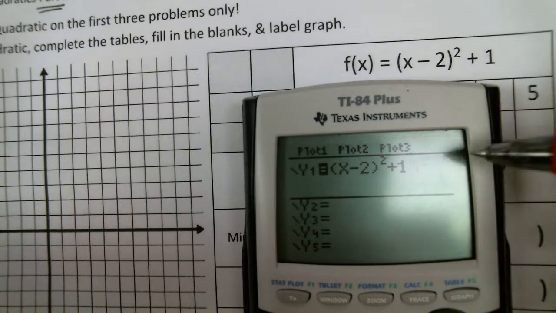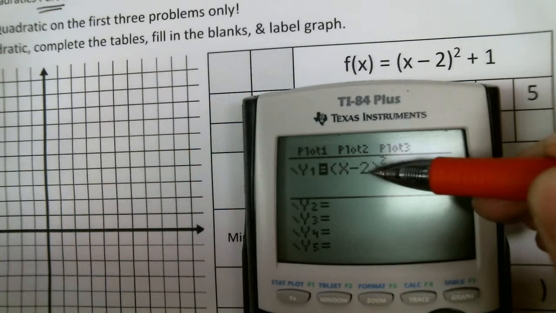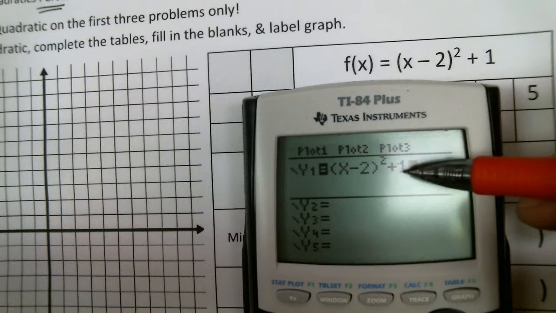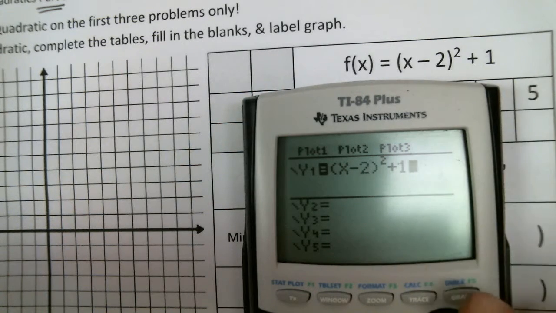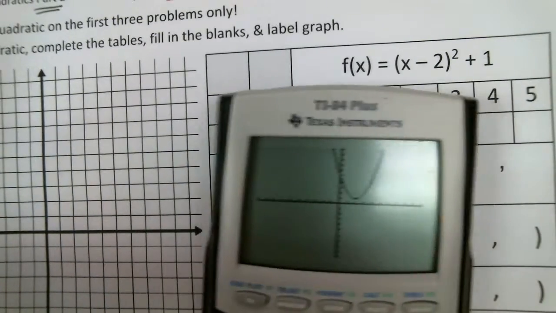Now, we should know what this plus 1 does. This is my k value. This is my h, this is my k. And I know from last class that my parabola should move up 1 unit. So we're going to graph this, and after it goes up 1 unit, we see what effect h has on it. Graph. Got a slight glare there.